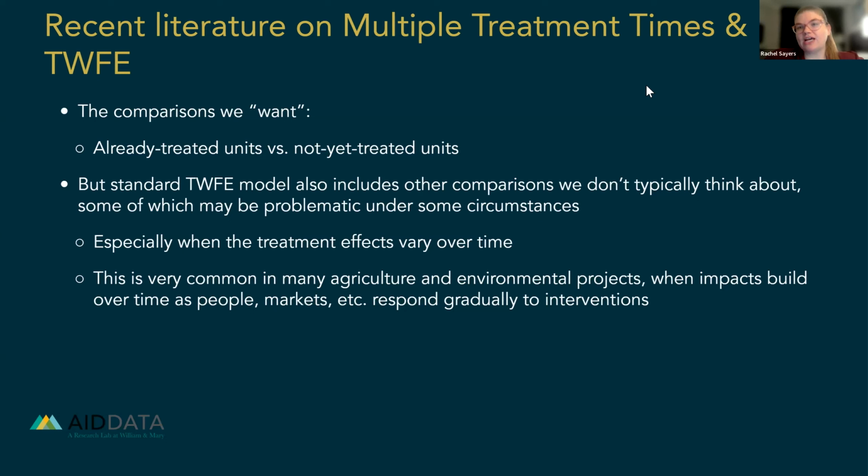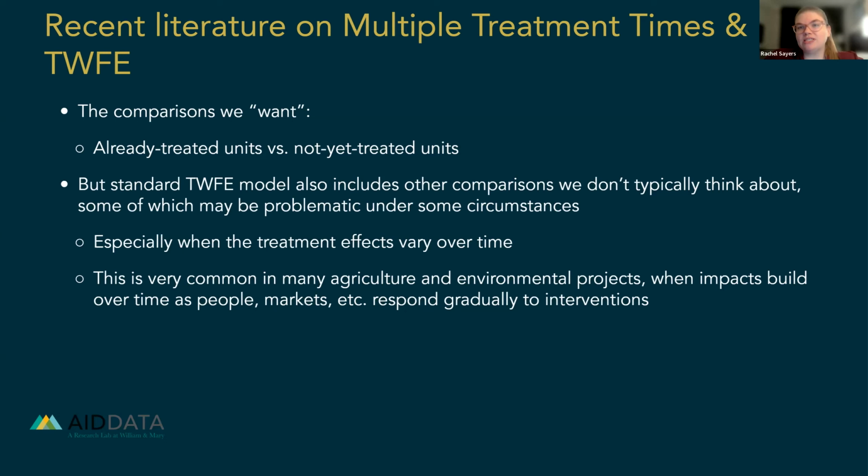But when the treatment timing is staggered and you use the two-way fixed effects model, oftentimes a lot of other comparisons are getting grouped into what constitutes a treatment effect, and this can be problematic. This will be especially problematic if the treatment effect varies over time. So think of a treatment effect that grows or shrinks over time. This is a circumstance that's actually very common in agriculture and environmental projects, where impacts build over time as people and markets respond to interventions.